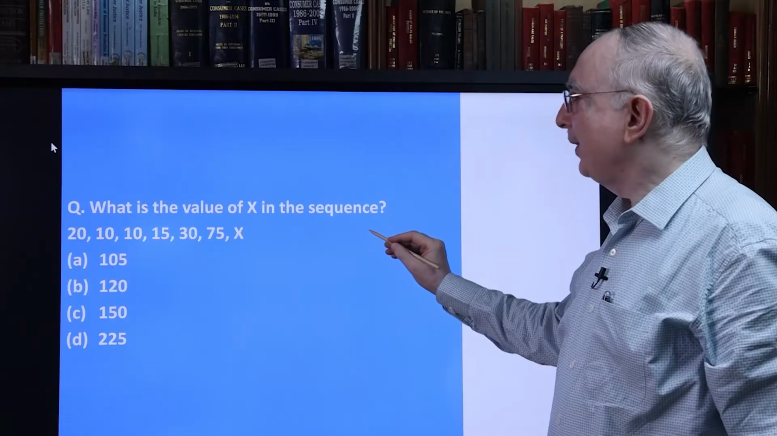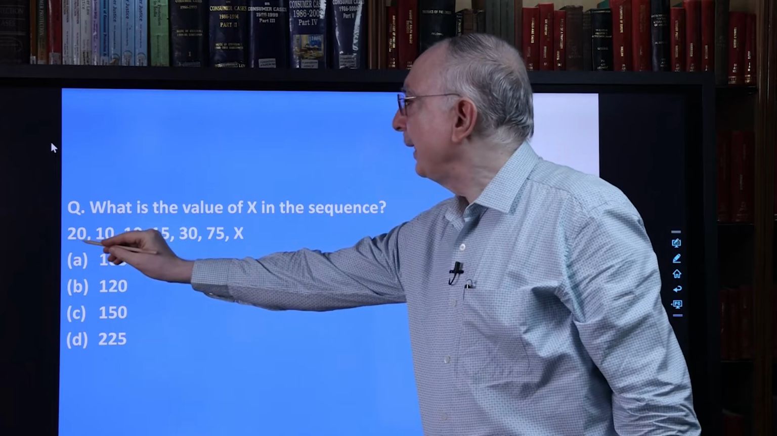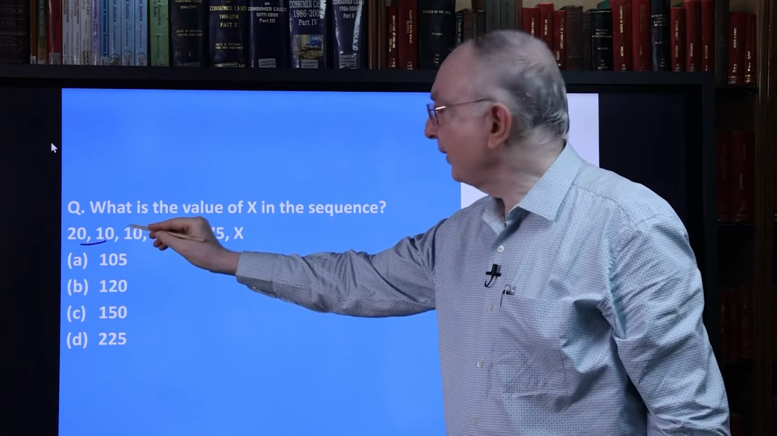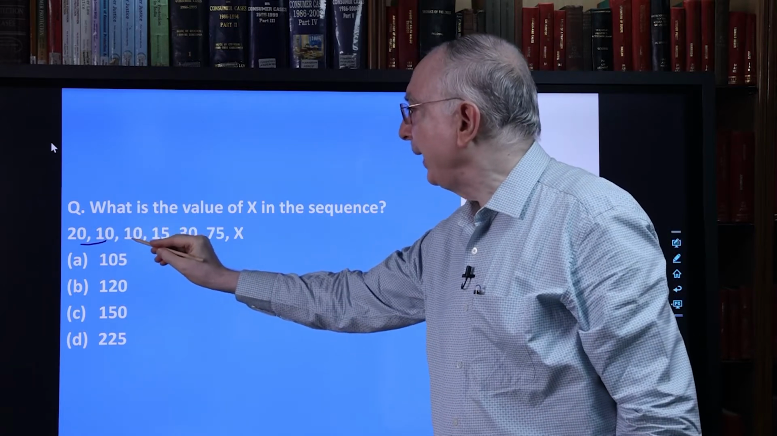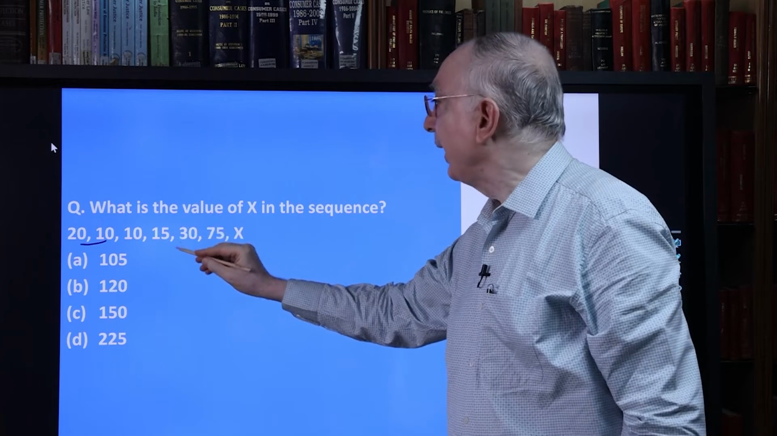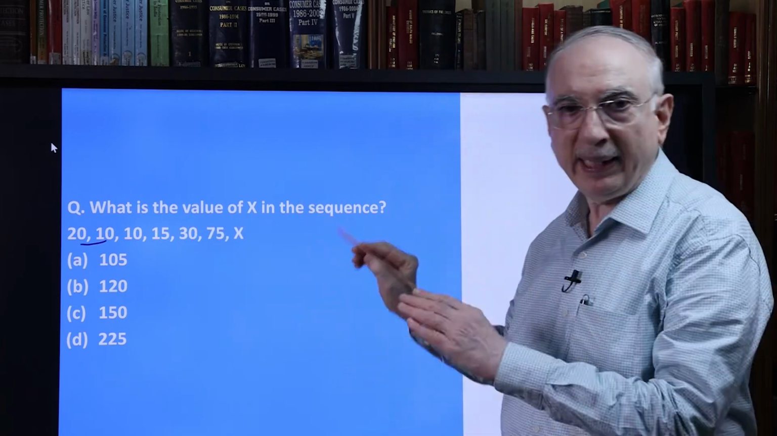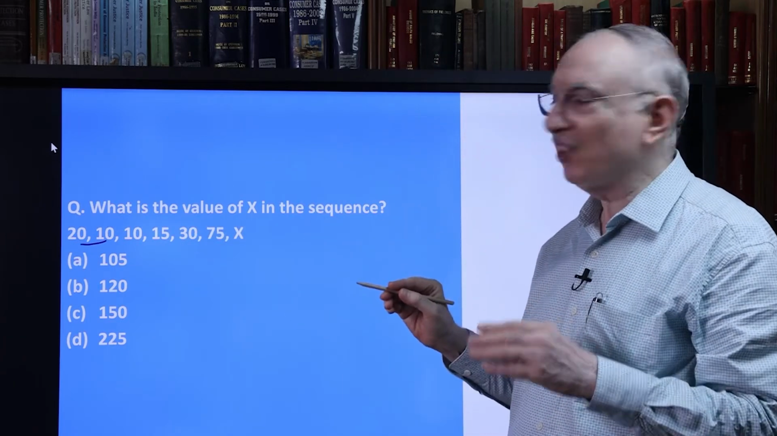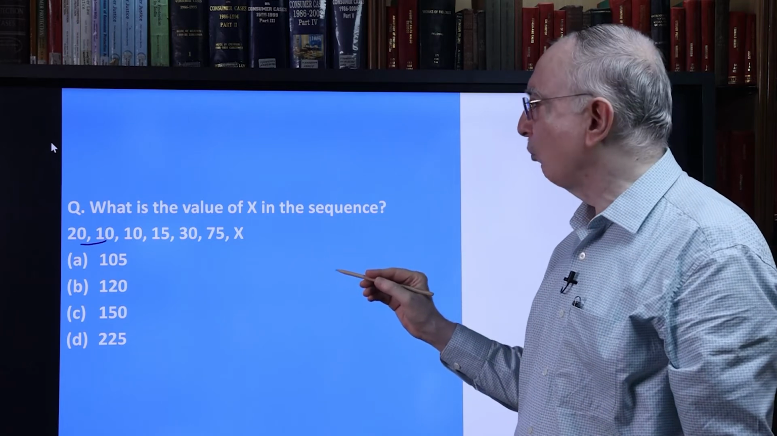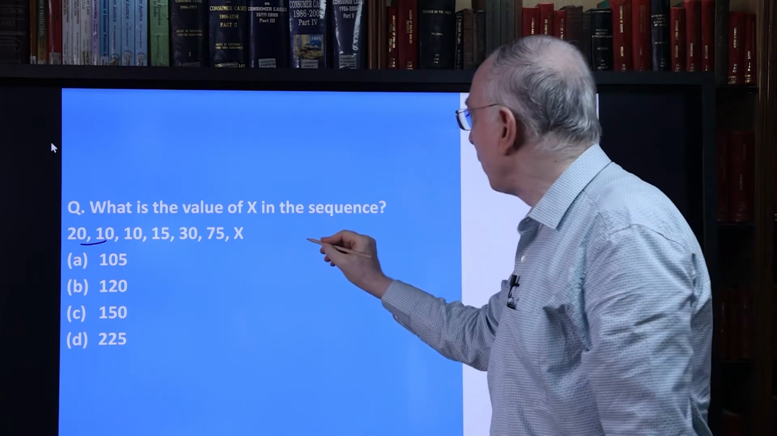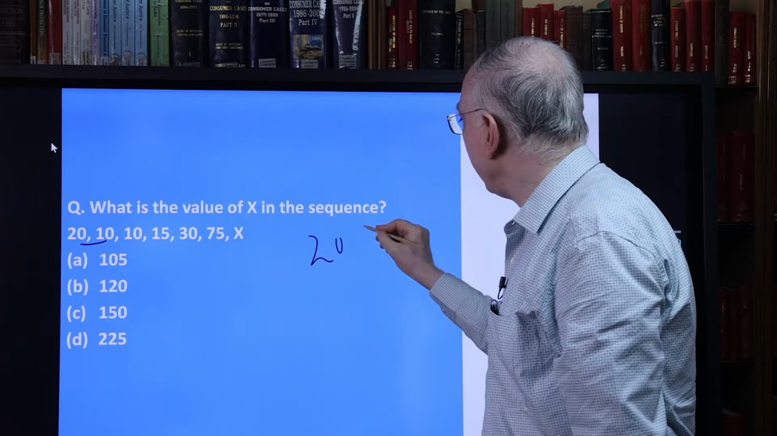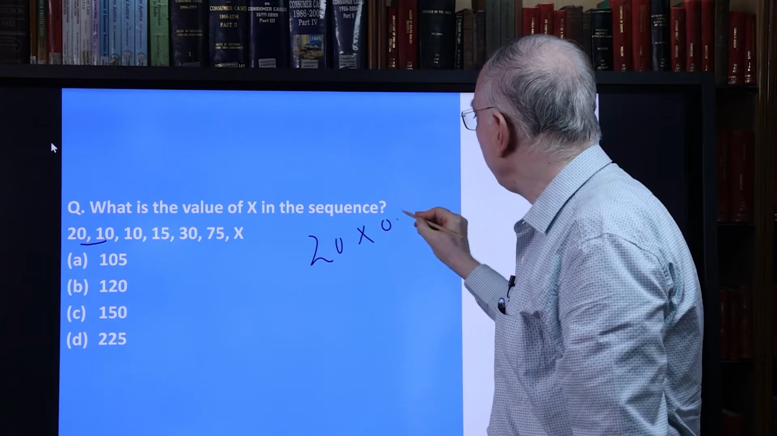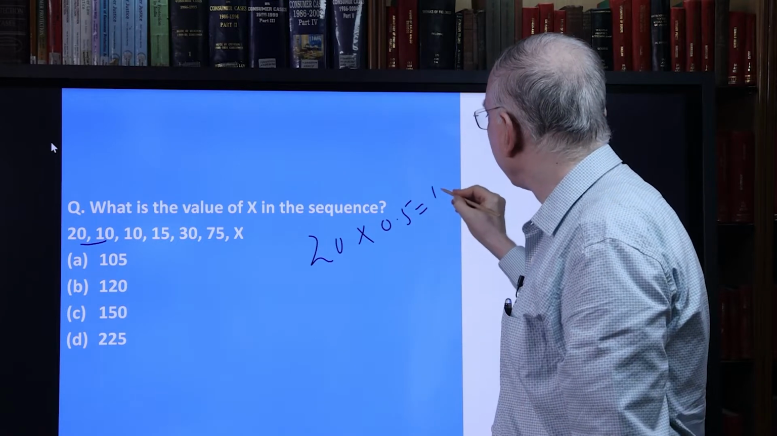In this sequence, we have to notice that initially the numbers are decreasing from 20 to 10, then they are increasing and increase at a faster pace, which gives an indication some multiplication is involved. So let us look at now this 20 number, if we multiply it by 0.5, we get 10.